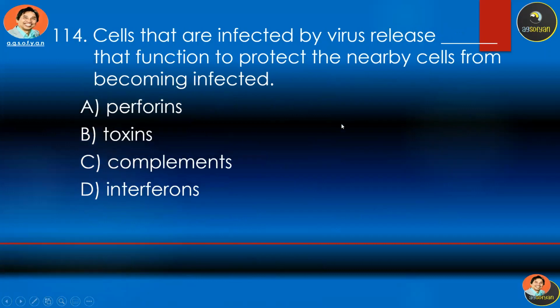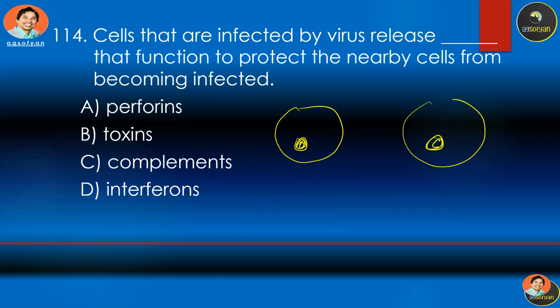Cells that are infected by virus release blank that function to protect the nervous cell from becoming infected. A, B, C, or D. Okay, so let's say this is a cell. There are two groups of cells. The first one is actually infected by viruses. This is the virus. So this cell is called the infected cell.